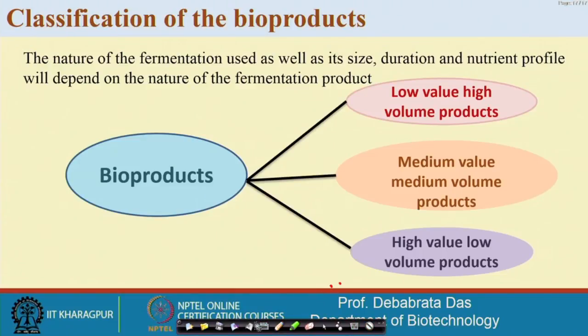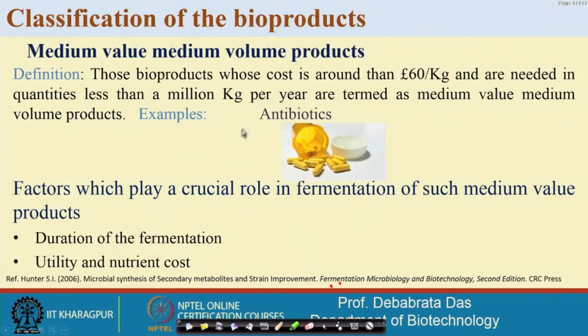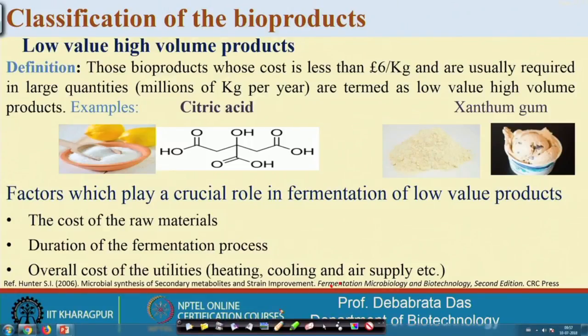As far as bioproducts are concerned, they can be divided into three different categories. One is called low value and high volume products, medium value and medium volume products, and high value low volume products. Now I can give an example of high value products. We have the example of citric acid production. Citric acid is considered a tricarboxylic acid. Usually the price of the product is 6 pounds per kg of product that we have.